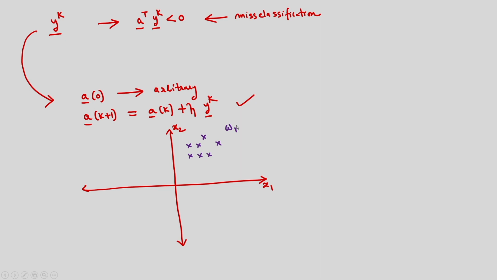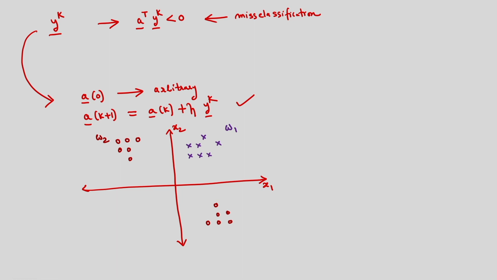And I have also samples belonging to the class omega 2. So suppose these are the samples belonging to the class omega 2. So this is omega 2. After this, what we have to consider is that the samples of class omega 2 should be negated. So if I do the negation of these samples, I will be getting the negated samples like this.